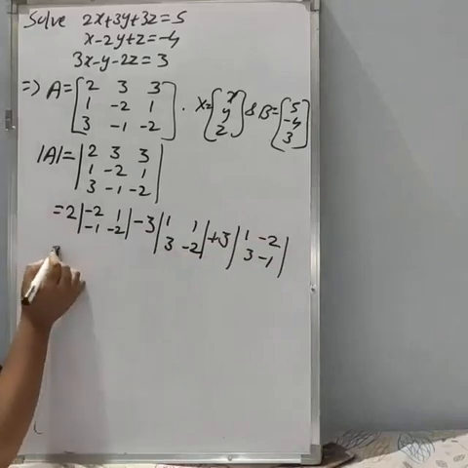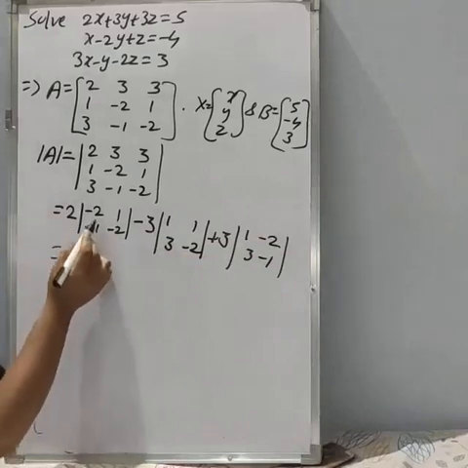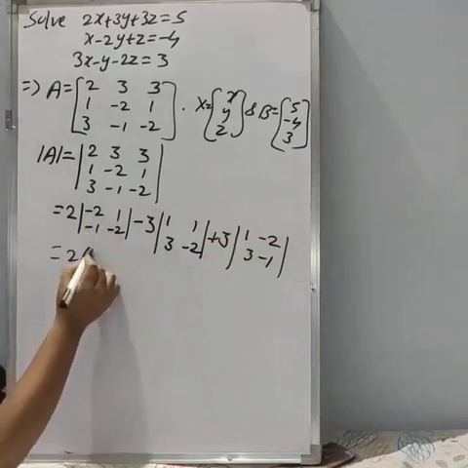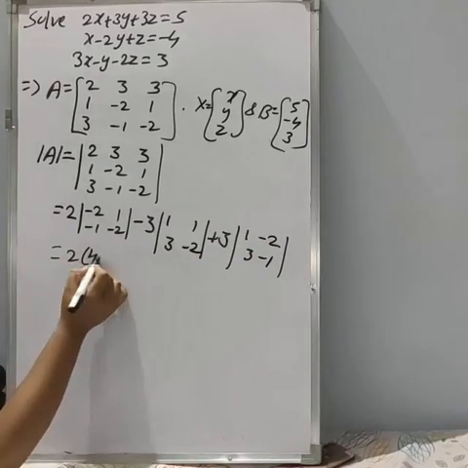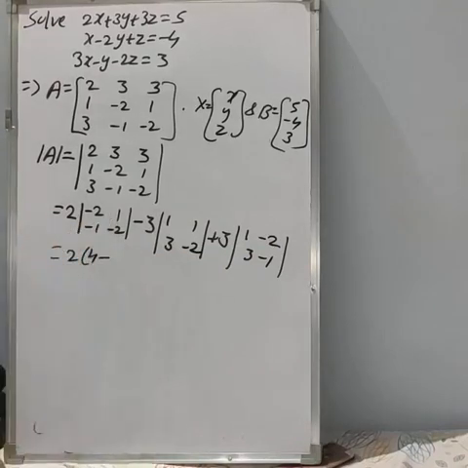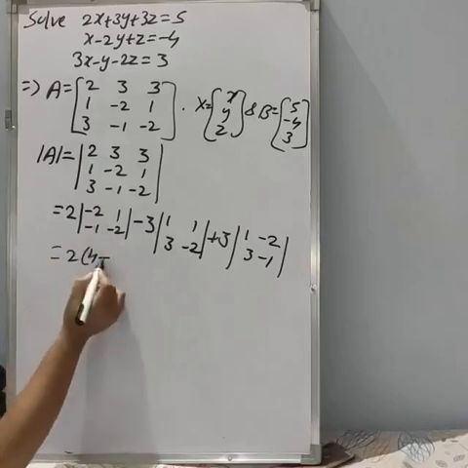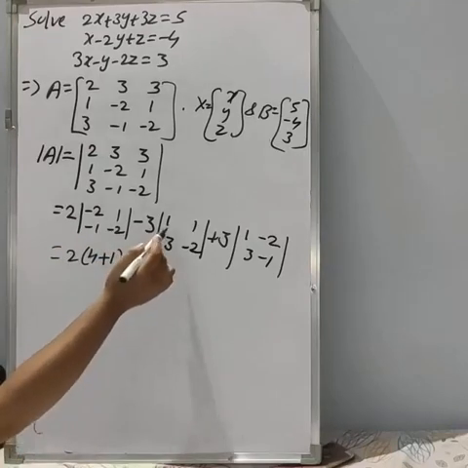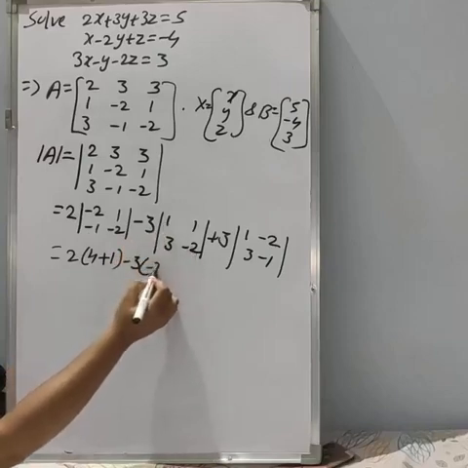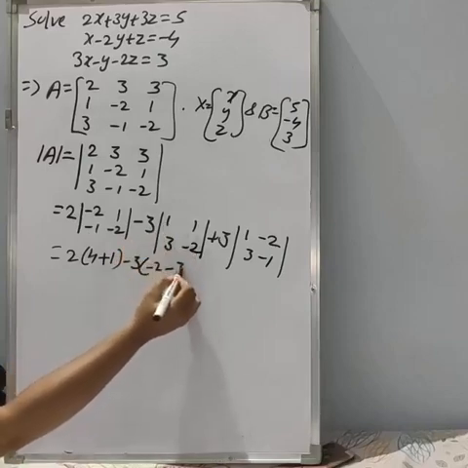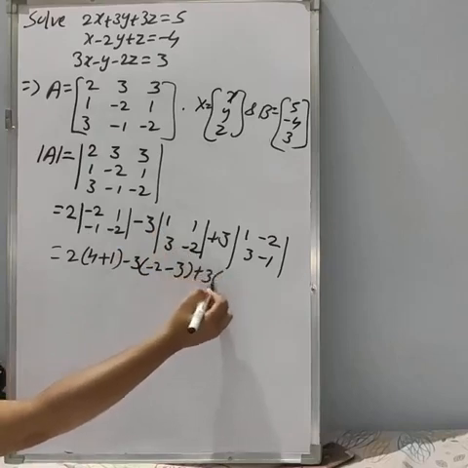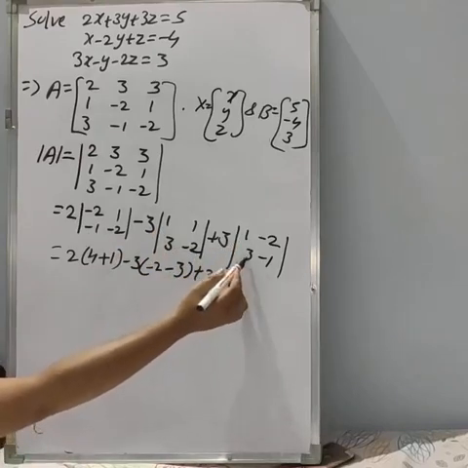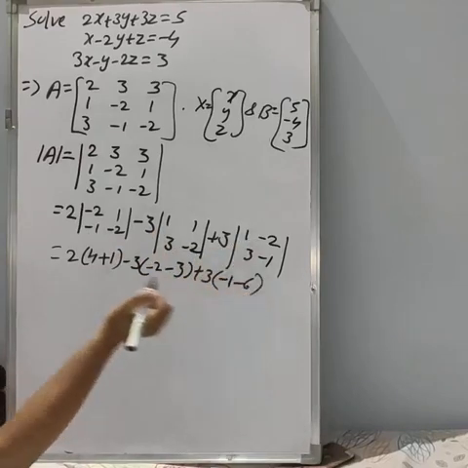Calculate this. So this is equal to 2 into. Minus 2 into minus 2, so it is plus 4. Minus into minus is plus. Minus 1 into 1, that is minus 1. But that minus into this minus becomes plus. So plus 1. Minus 3 into. 1 into minus 2 is minus 2, minus 3 into 1 is 3. Next, plus 3 into. 1 into minus 1 is minus 1, 3 into minus 2 is minus 6.